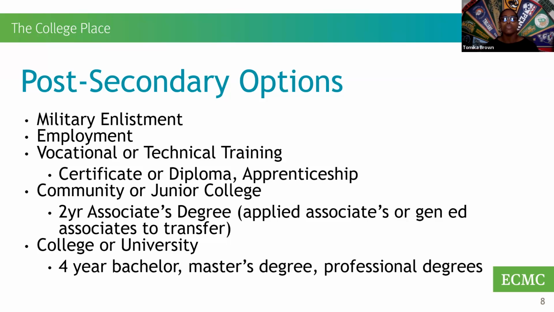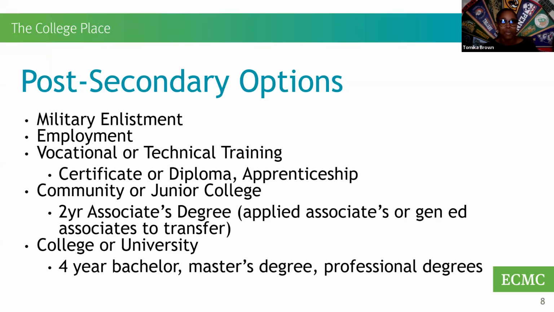Students can pursue education at a community or junior college, which gives them a 2-year degree. They can receive an applied associate's degree from a community college, which is an associate's degree that prepares them for the world of work. The applied part is that they're taking hands-on classes to actually be skilled for a particular job. Whereas the general ed associate's degree is for students who are taking 2 years worth of coursework to then transfer to the 4-year school.